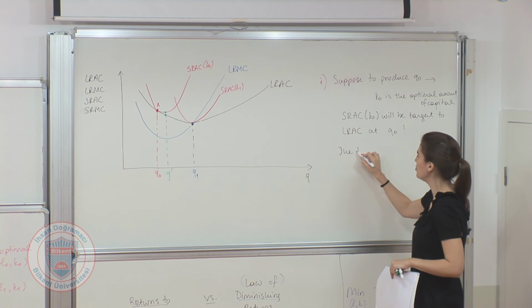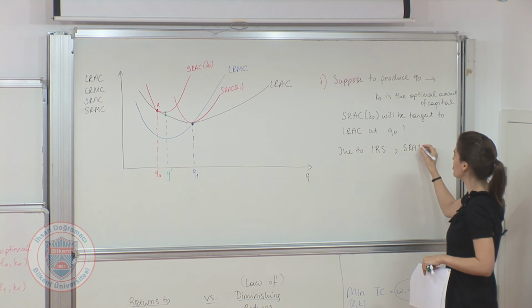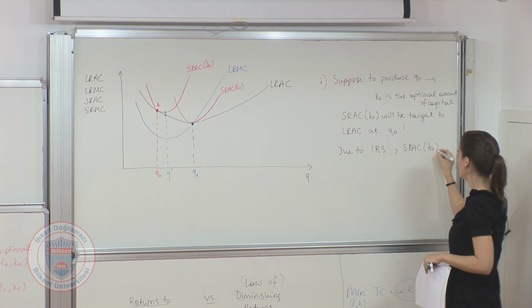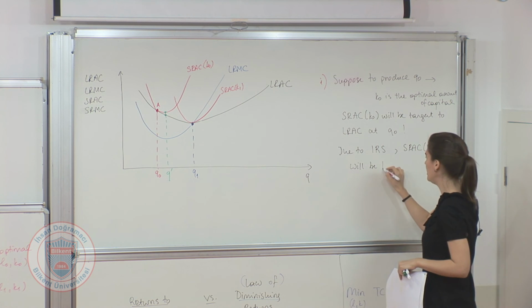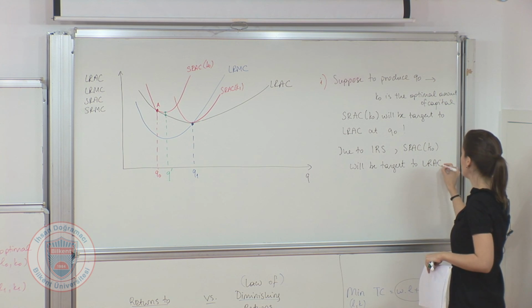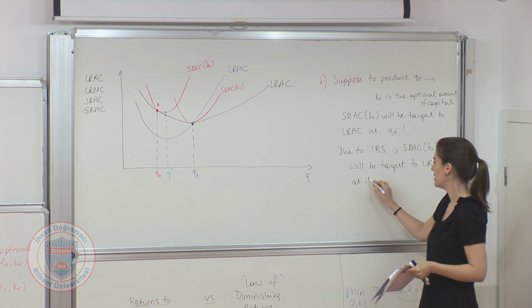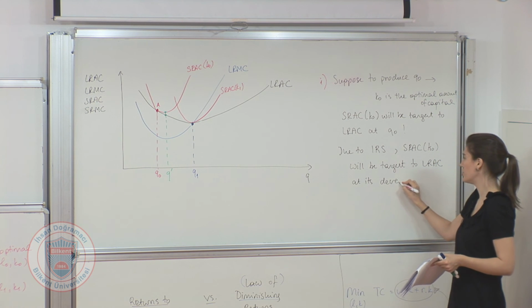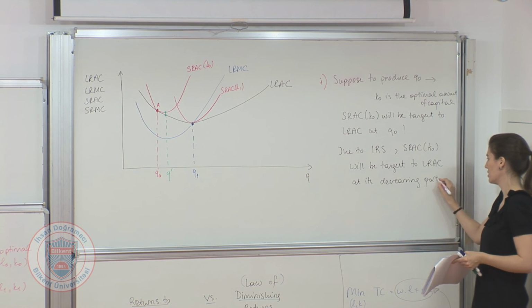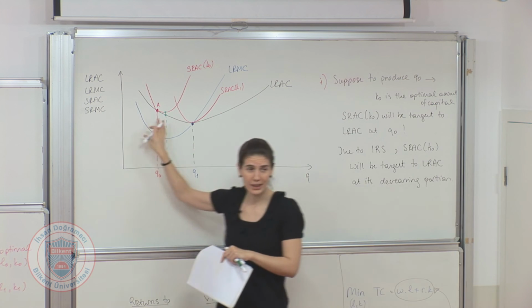So you can say that due to increasing returns to scale, short run average cost K0 will be tangent to long run average cost, okay? So we can actually say at its decreasing portion, okay? Because there's the increasing returns to scale, okay? So that's why it's going to touch it at that portion, okay? Now, did you get this?